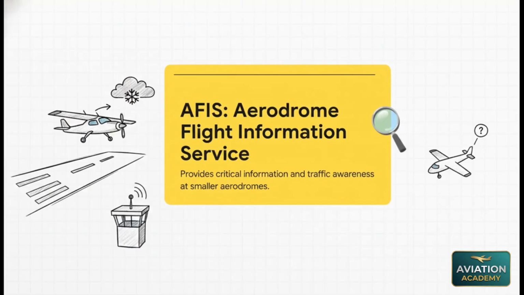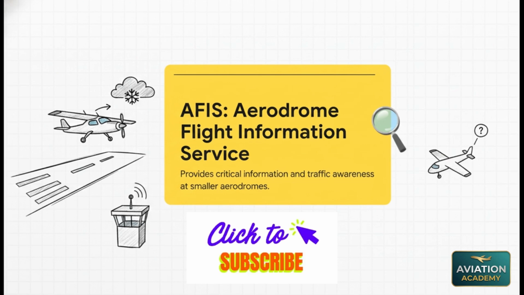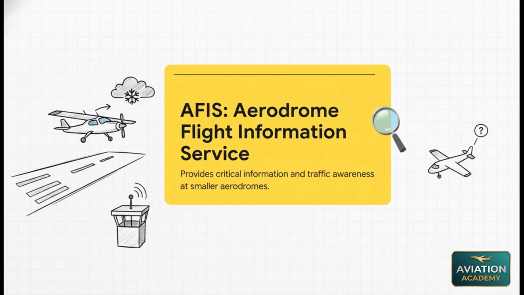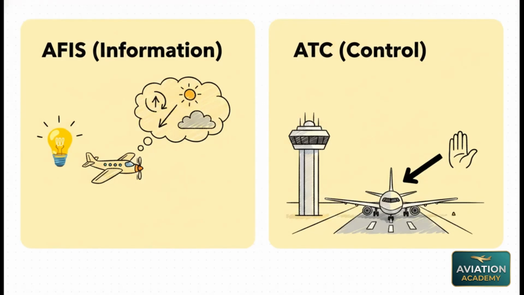Now, at smaller airports that don't have a full control tower, you'll often find AFIS, the Aerodrome Flight Information Service. An officer on the ground provides pilots with all the essential info: wind speed, runway conditions, other planes in the area. But, and this is the key, they only provide information. They do not give commands. And that brings us to a really crucial difference.